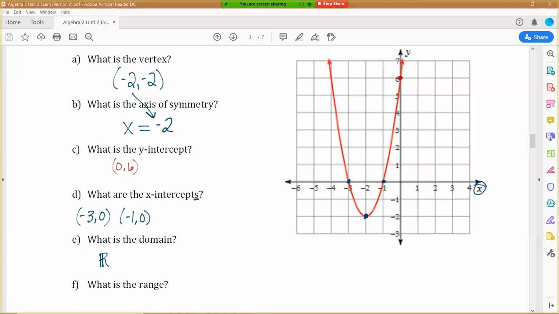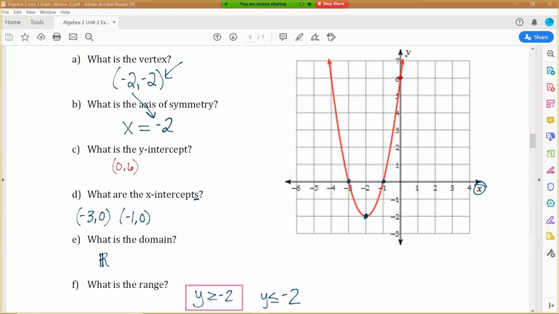What is the range? The range talks about the y values. We know that the y value has something to do with the y value of your vertex, but you have to decide if it's y is greater than or equal to, or y is less than or equal to that number. So we have to decide which one of these two is correct. We want to know if all the y values of our graph are above this point or below it.